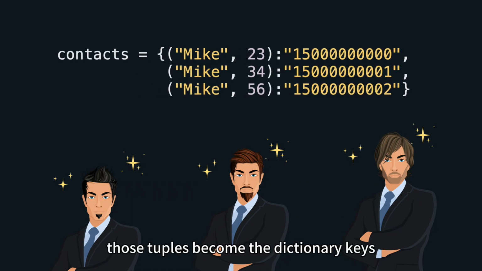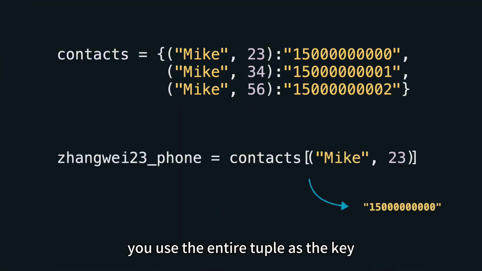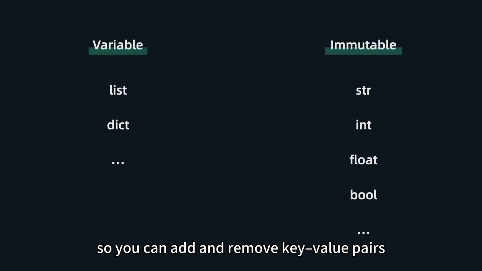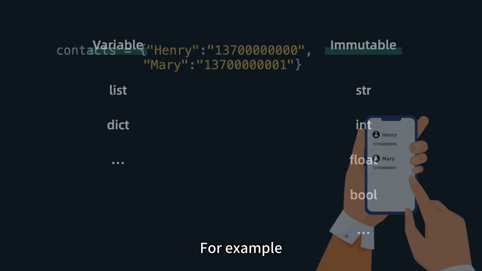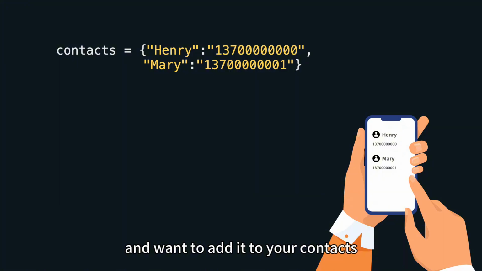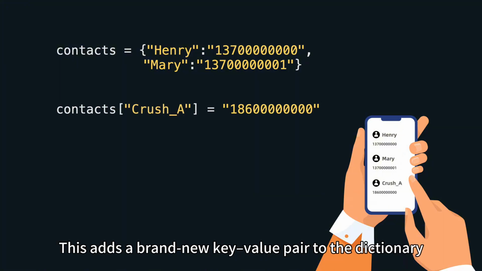In this case, those tuples become the dictionary keys. When looking up a phone number, you use the entire tuple as the key. Like lists, dictionaries are mutable, so you can add and remove key-value pairs. For example, if you get a phone number from someone new and want to add it to your contacts, you can assign a phone number to a new key using square brackets. This adds a brand new key-value pair to the dictionary.